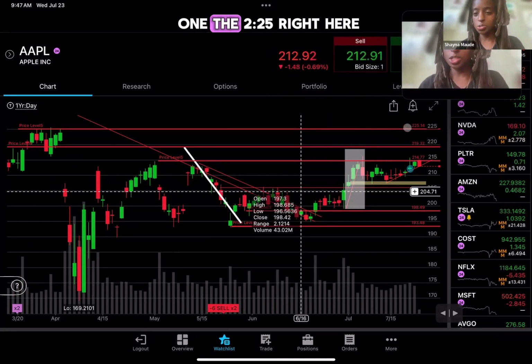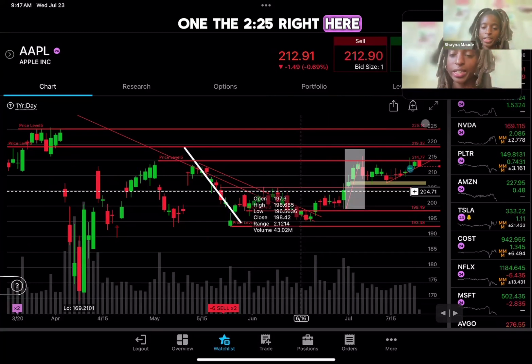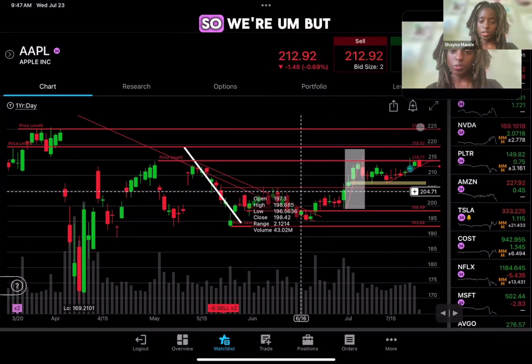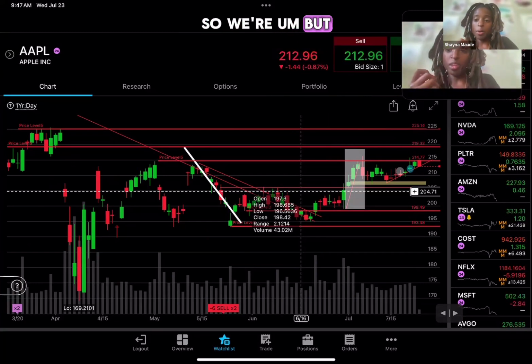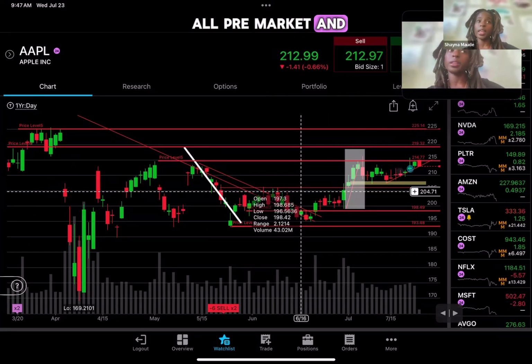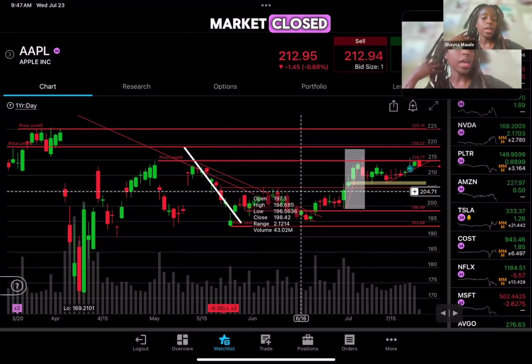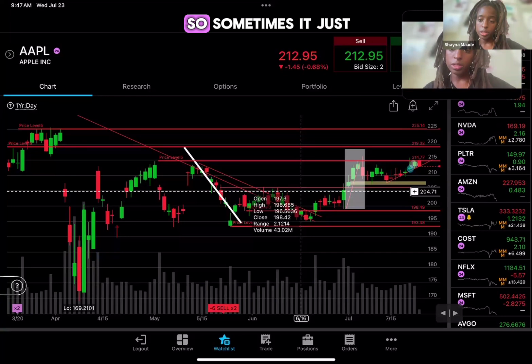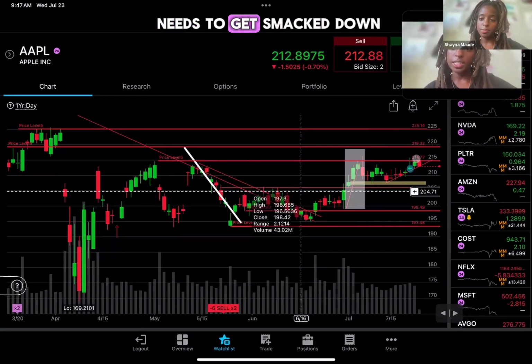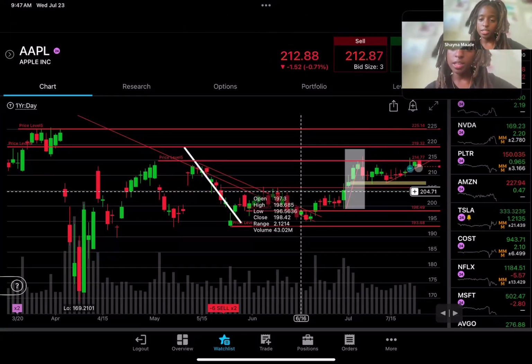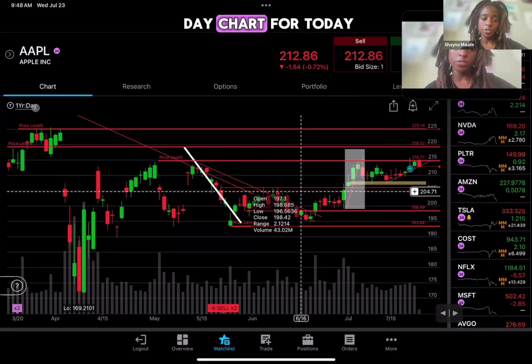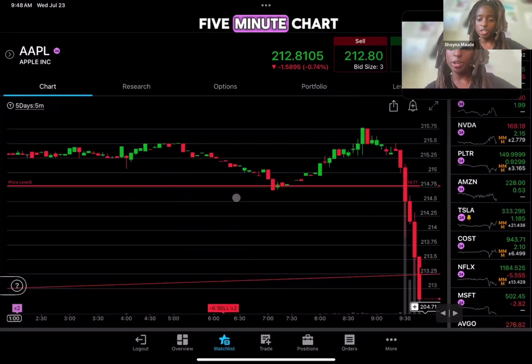And then the next one, the 225 right here. So that's why I have those lines there. But all pre-market and last night after the market closed, it was trending up. So sometimes it just needs to get smacked down. So that's literally, I'll show y'all the day chart for today so far. I'll show you the 5-minute chart.